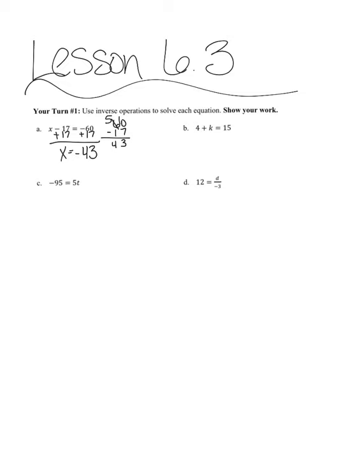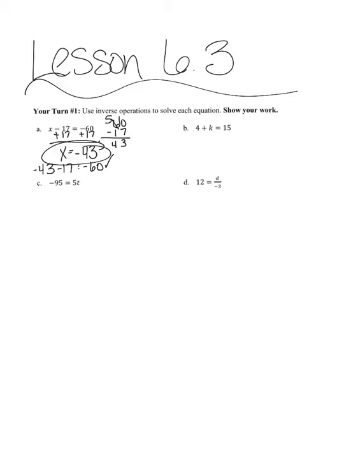And using substitution, I can check this by taking negative 43 minus 17, which does equal negative 60. So I know that I have solved for x correctly.